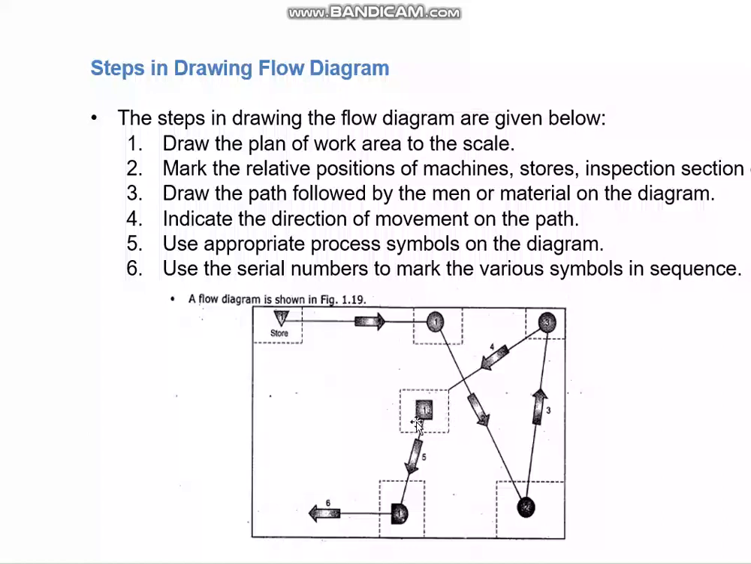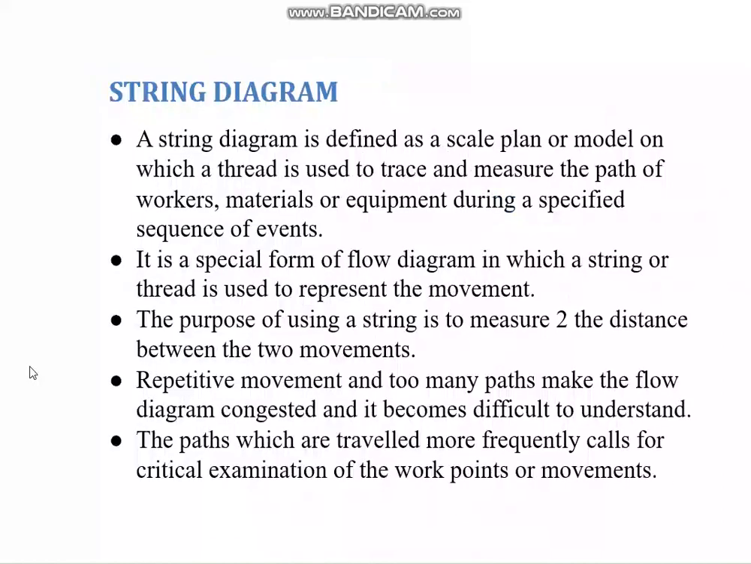Various gauges, various quality checks you may be doing in the inspection section, and once it is approved, it is transported to the waiting area or the delay place, temporary storage, and from there finally it is moved to the shipping section, wherever that material should be sent, or you can again send it to some other store. This is the raw material store, and here there can be a finished goods store.